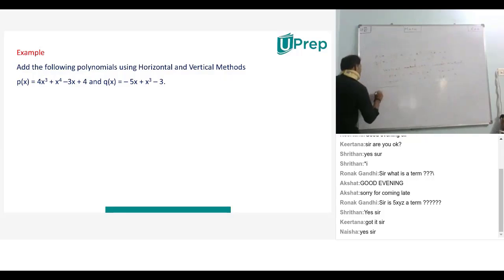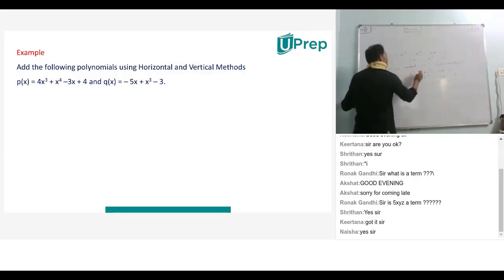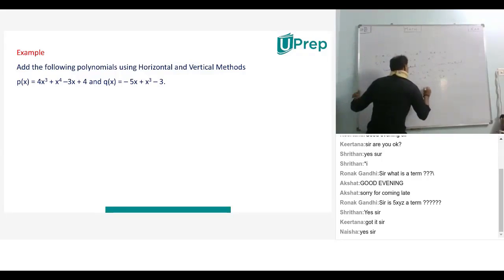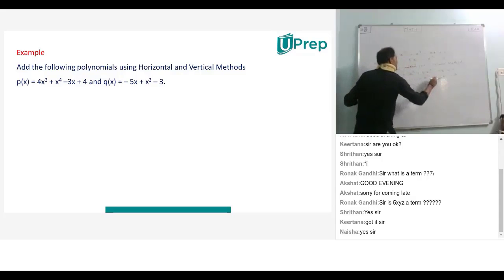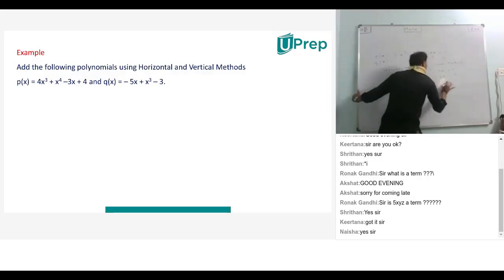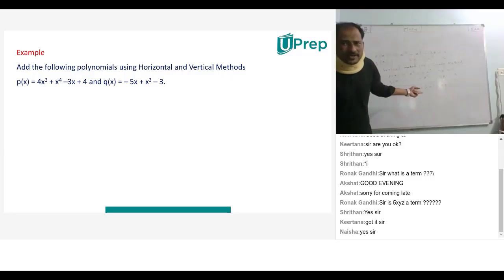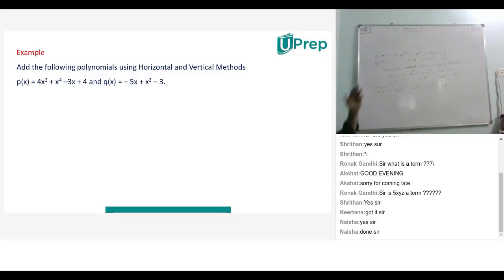Now what we are doing? Addition. So P of x plus Q of x is equal to x power 4, and nothing is present below it, so x power 4 only, plus 4x cube plus x cube, that is 5x cube, minus 3x minus 5x, that is minus 8x, plus 4 minus 3 plus 1. So this is called doing addition by the vertical method or column method. Hope you all understood, my dear children. Please make a note of it. This is called addition of polynomials by the vertical method or column method.